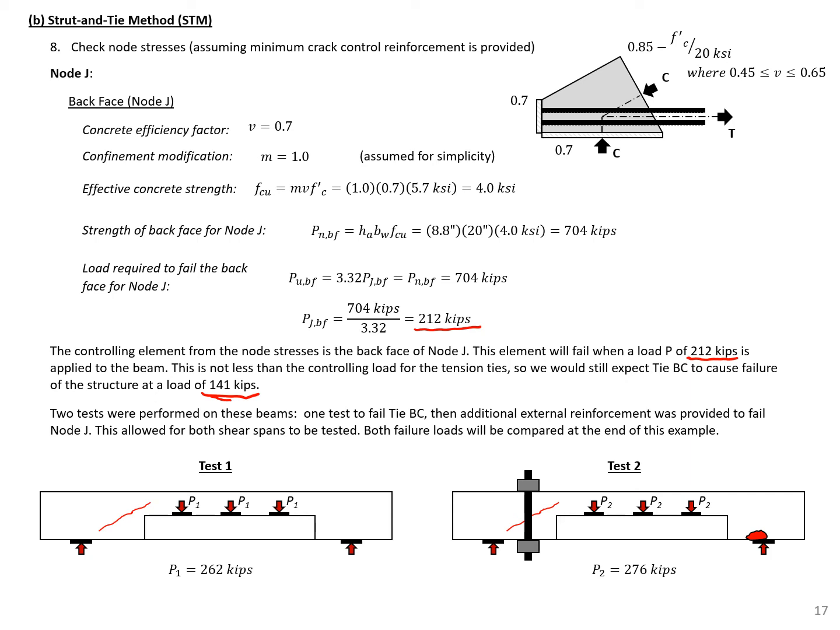Two tests were performed on these beams in the lab. The first test we did fail tie BC here. So this was the failure in test 1. After failure, we made sure to stop testing before too much damage was done to the beam. And then we applied additional steel through some post-tensioning clamps to reinforce tie BC so that we could fail our node J. So you can see here that the Strut-and-Tie method did a nice job of predicting the failure.